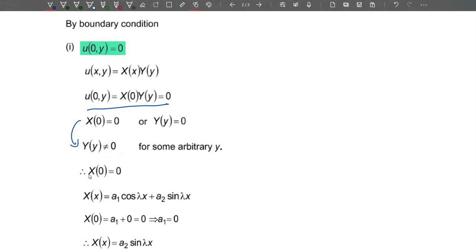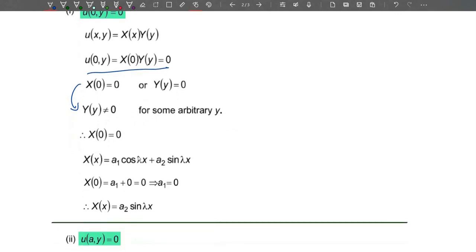Okay, and then next X(0) is equal to 0. So we have here X(x) equal to a1 cos lambda x plus a2 sin lambda x in the beginning. So substitute 0, and this one will be a1 cos 0 plus a2 sin 0. This part is going to be 0, so therefore this one is equal to 1. So here we have a1 equal to 0 then. Therefore X(x) is equal to a2 sin lambda x.